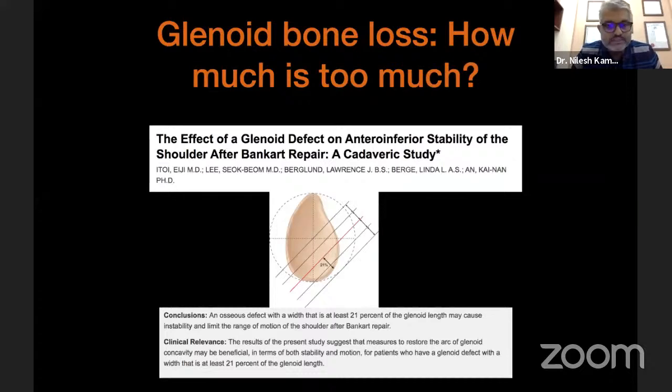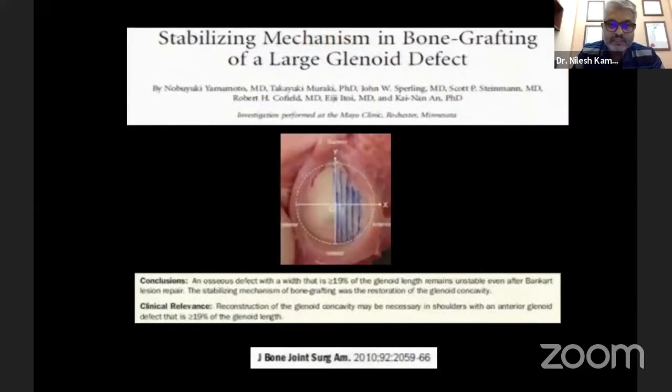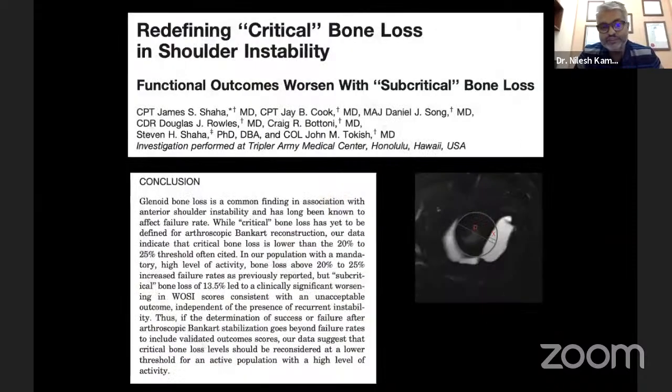Stalwarts like Itoi had come up with this concept that although the initial ballpark figure was 25%, which was in DeBeer's and Burkhart's paper, they spoke about a critical bone loss of 21% in an oblique fashion along the anterior-inferior part. This was further revised by Yamamoto to bring it down to 19% in 2010. As late as 2015, we had John Tokish and his team define a subcritical bone loss of 13.5%.